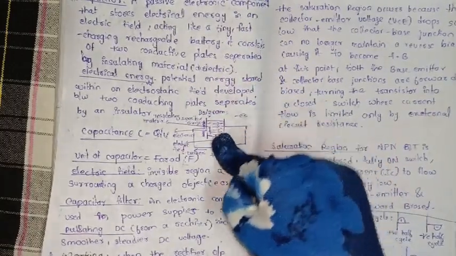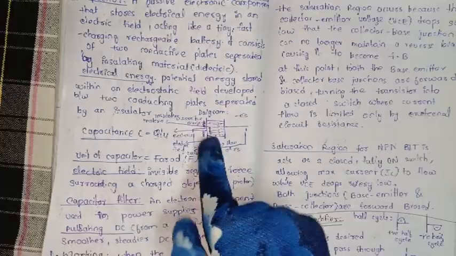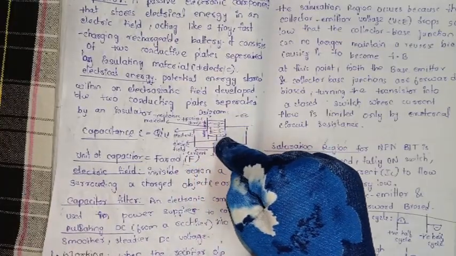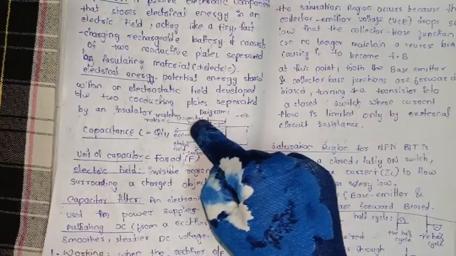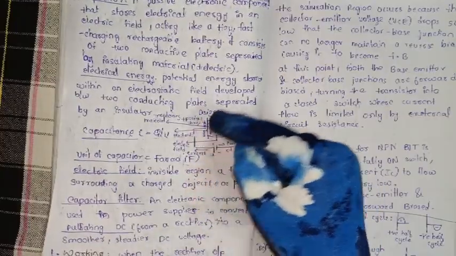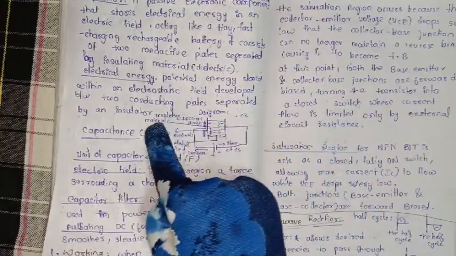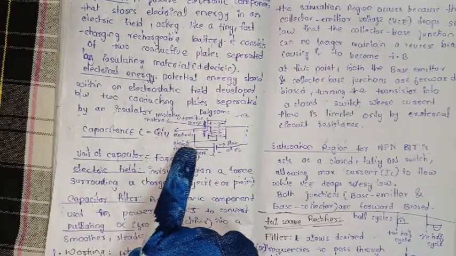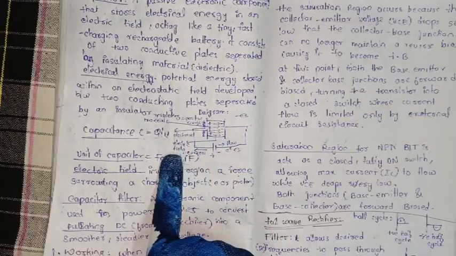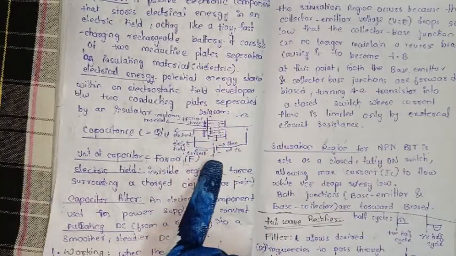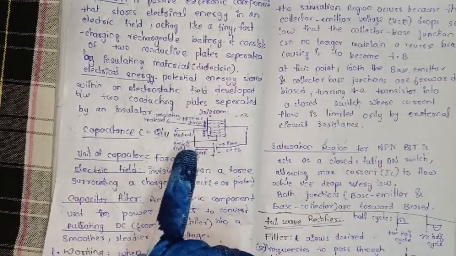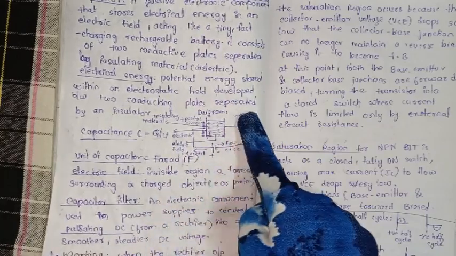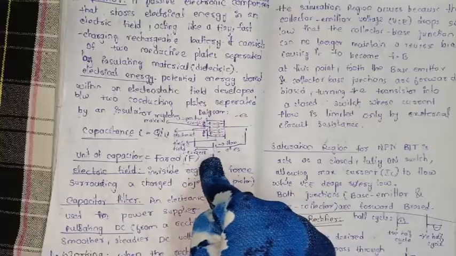Here is the capacitor diagram. These are two electrodes, and here negative electrons are there and positive charges are there, and in between there is insulating material, and an electric field is also there. The current direction is from positive to negative, and electron flow is from negative to positive terminal.